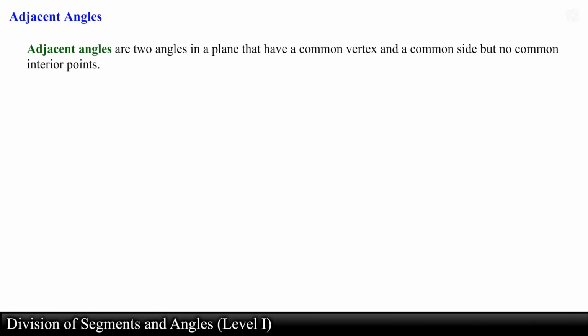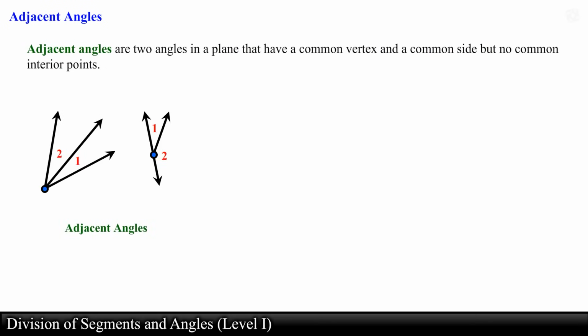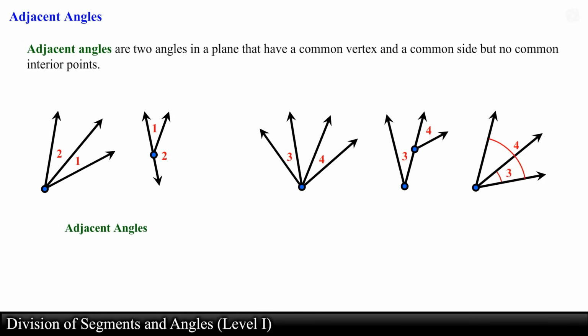Alright, before we talk about angle bisectors, let's quickly talk about adjacent angles. Adjacent angles are two angles in a plane that have a common vertex and a common side, but no common interior points. For example, in the diagram shown, angle 1 and angle 2 are adjacent angles. The next diagrams illustrate examples of non-adjacent angles. Notice that angle 3 and angle 4 are not adjacent angles. When we describe adjacent angles, we are picturing diagrams like the ones on the left.